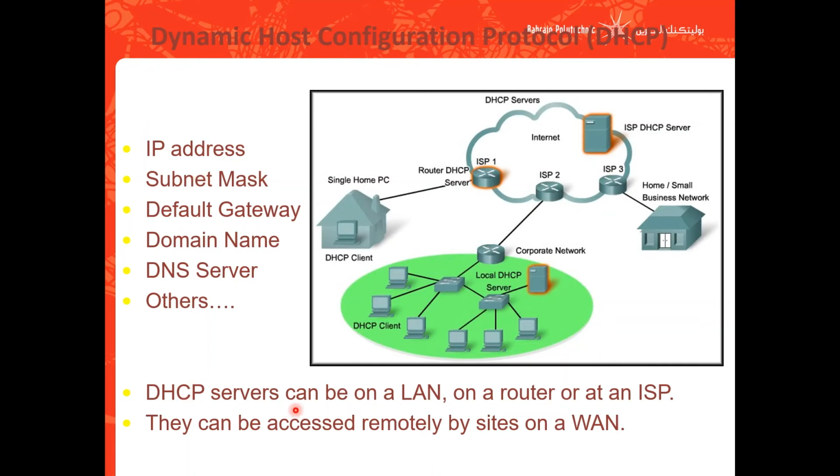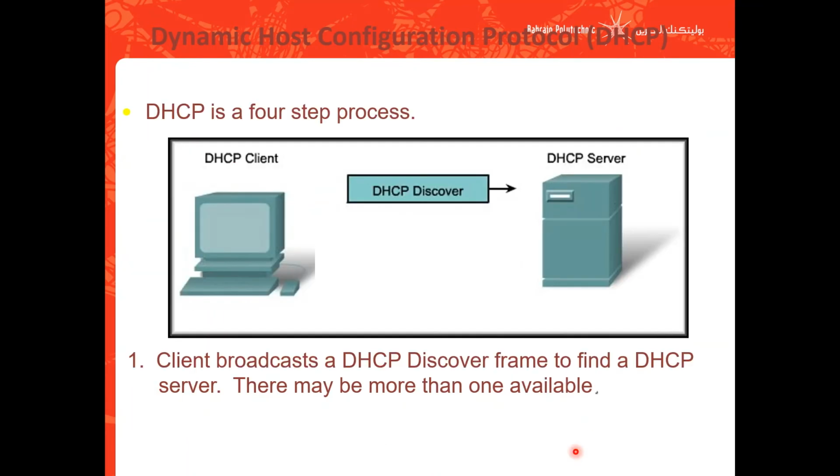So the DHCP servers can be on a LAN, on a router, or an ISP. It can be on anything. It doesn't have to necessarily be a server. It can be a router. The DHCP service can be on a router, on an ISP. Imagine the wireless router that you have at home. It also has DHCP on it because it assigns IP addresses to all the devices that connect to it, right? So there's a four-step process that takes place when DHCP is working.